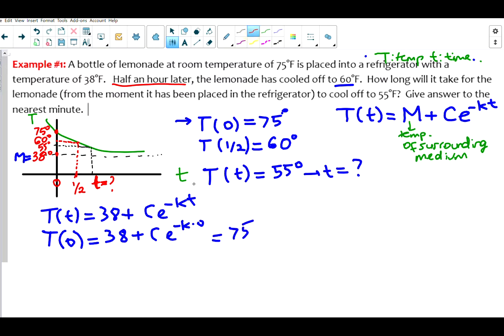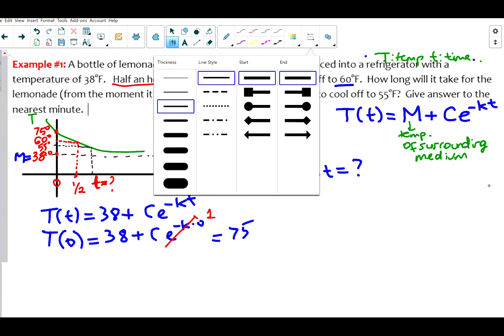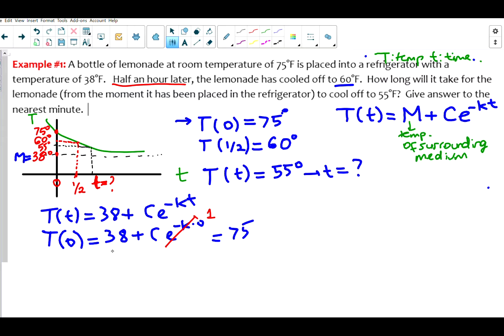Luckily, we know e to the 0 is 1, so K times 0 is still 0, so e to the 0 is 1. So now what you have is C times 1, which is C. Therefore, we have an equation we can solve for C. We have 38 plus C equals 75. So go ahead and figure out what C is by simply doing 75 minus 38. So we're going to get 37 for C. And now that we have figured that out, we can put it back into our equation.